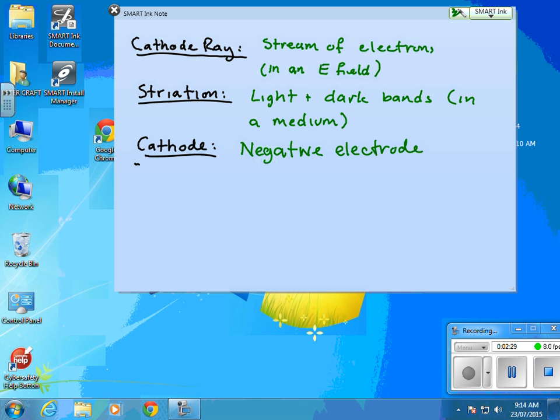Cathode: negative electrode. Anode, Marnie, what do you reckon it is? Positive what? Yep. And the last one was? Well, the terminal doesn't have to be an electrode, but an electrode has to be a terminal.